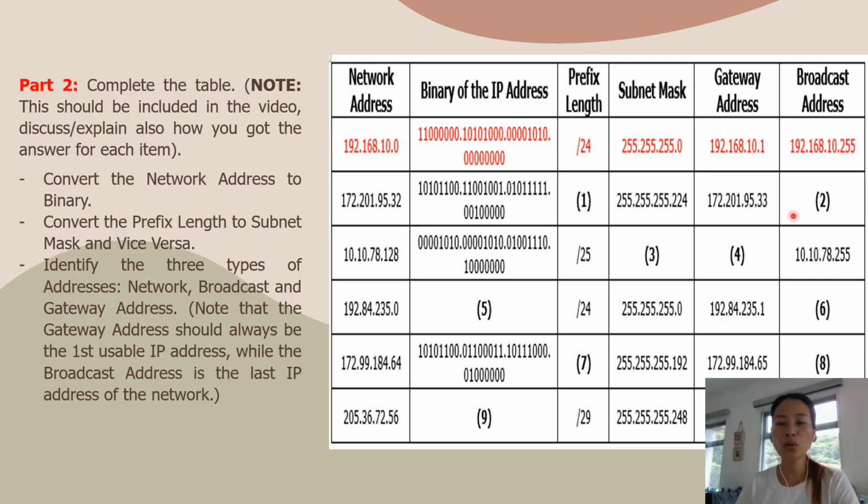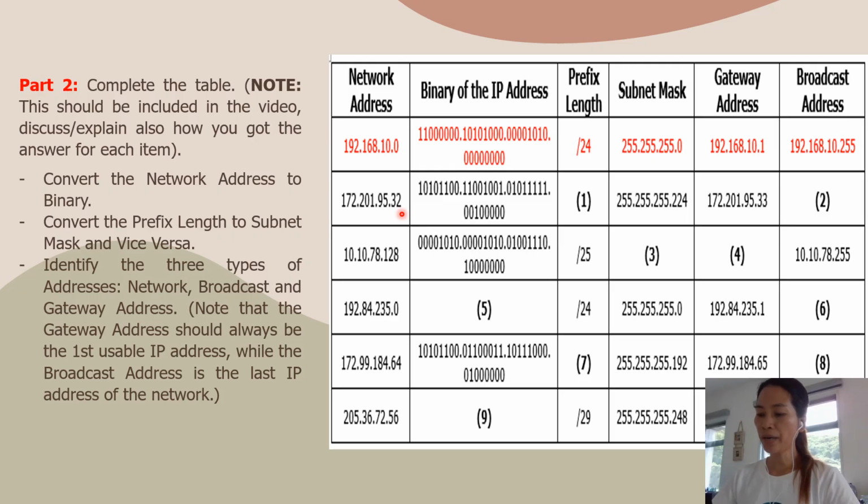Okay, so number 2, we have to find out the broadcast address of this given network address. So how did I get my answer? My answer here is 172.201.95.63. Where did I get the answer? So this 224, the last digit here, 224 minus 32. So, okay, we will calculate.